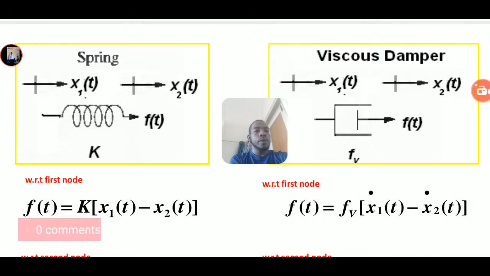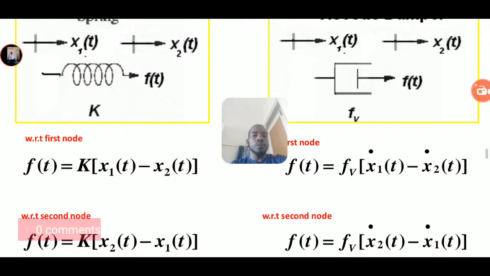According to the first node, for the viscous damper, f of t, the applied force, is equal to fv, the viscous damper coefficient, into x1 of t minus x2 of t. This is with respect to the first node, for the viscous damper. We are going to see f of t, the applied force.